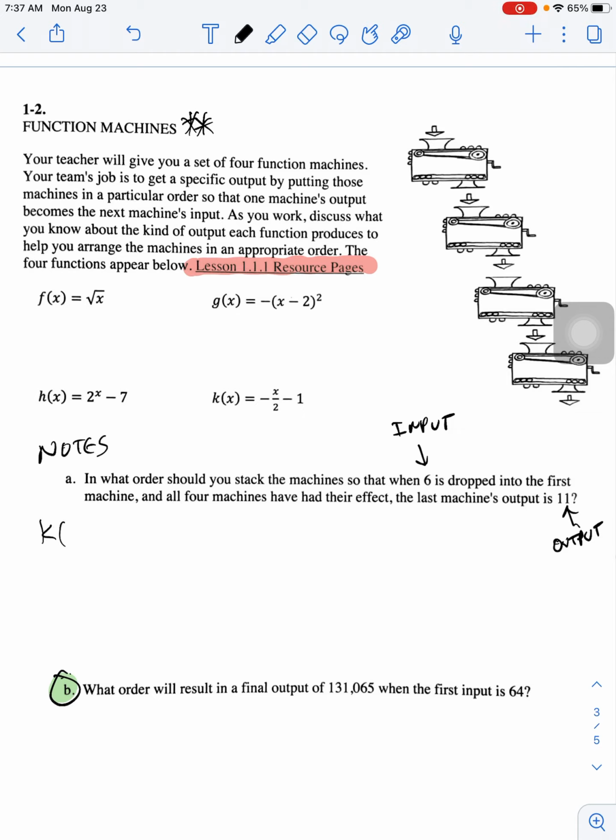All right, so I'm going to start off with k of x. So I got k of 6, and then I got a negative as part of that, divided by 2, then minus 1.